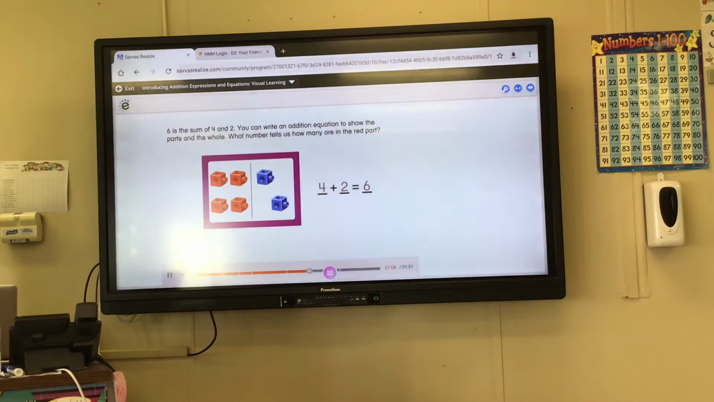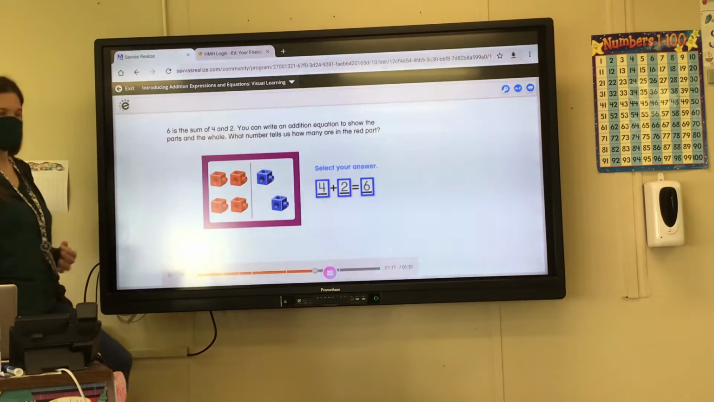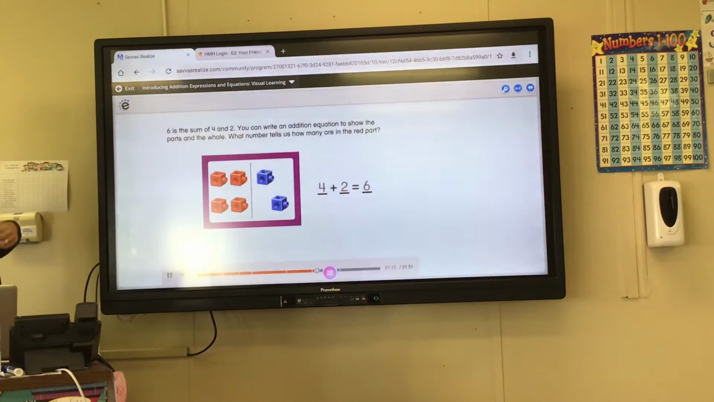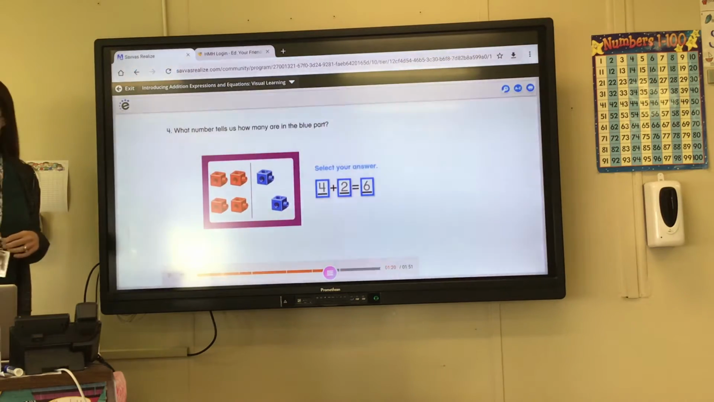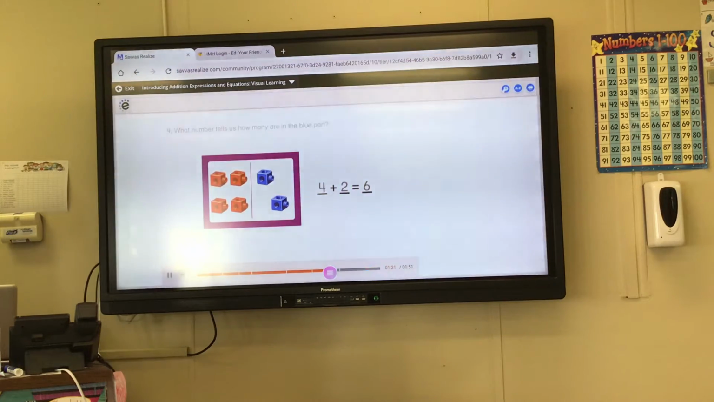What number tells us how many are in the red part? Select your answer. 4. Nice job. What number tells us how many are in the blue part? 2. How many cubes are there in all? 6.